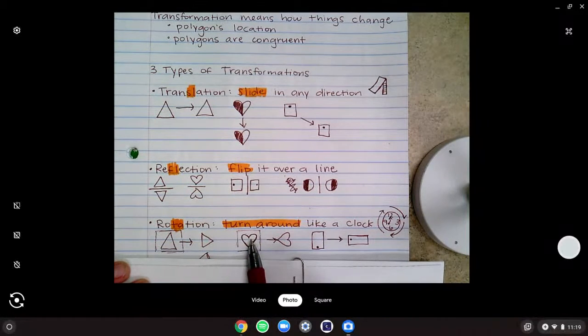The same kind of idea with our heart here. The top part is on the top of our box. If we rotate it once, we turn it, the two parts, the circle parts of it, the curved parts, would be on the right now.